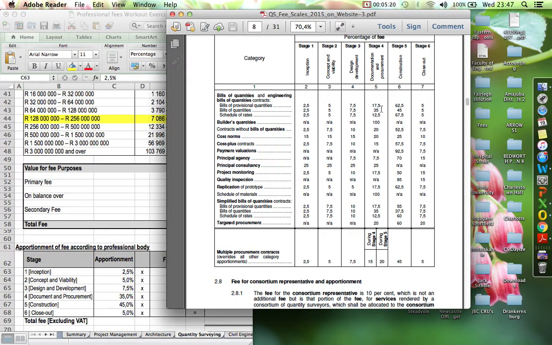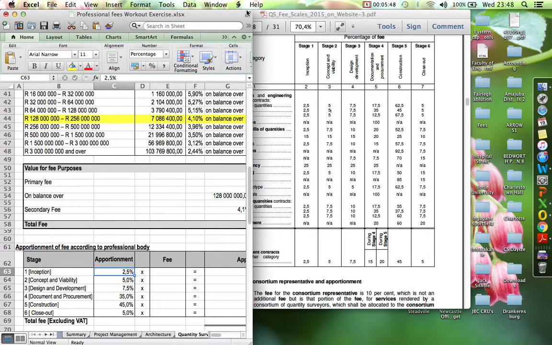He has to prepare a tender document, the quantity surveyor. And then construction is now doing all the payment certificates, variation orders, and all that. And so you've got a higher percentage on those two, documentation and procurement, and then construction. Then lastly, 5% for closeout. That's where we get our apportionment for each stage of development.